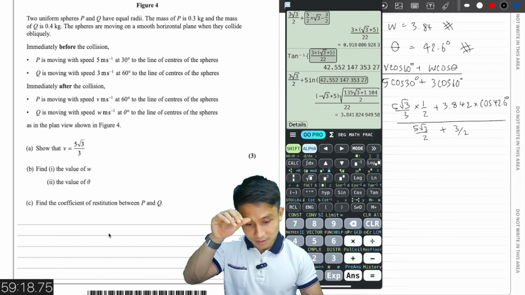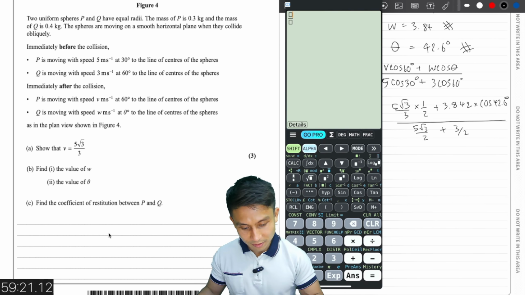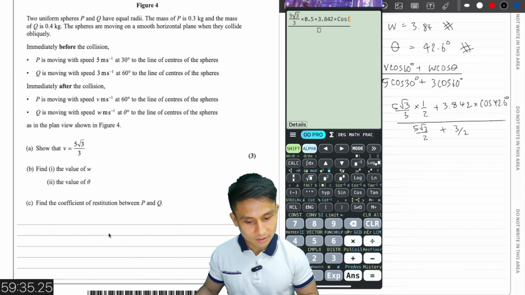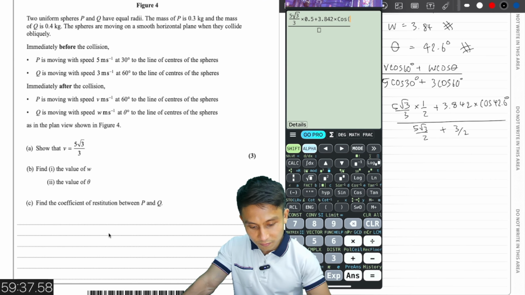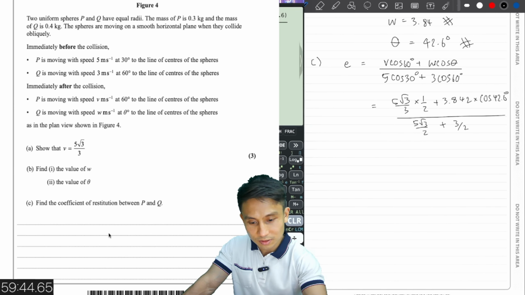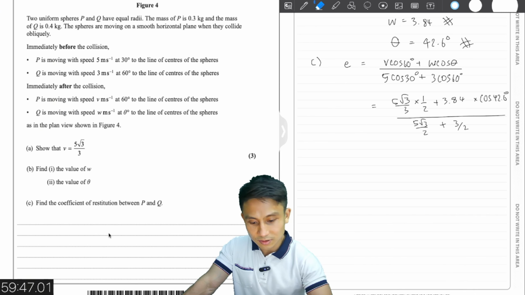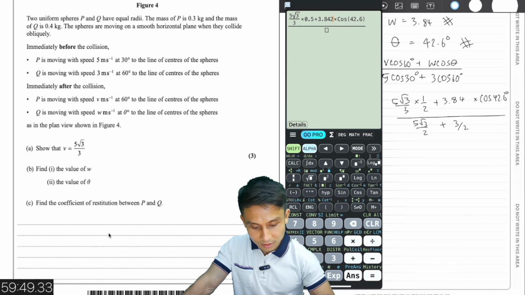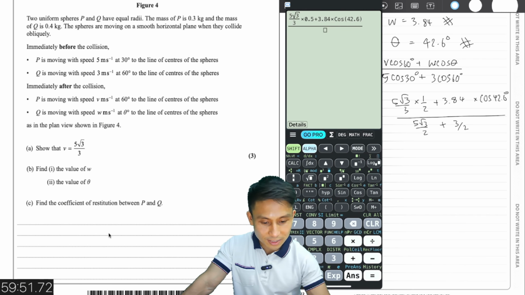Just plug in the calculator now. 5 root 3 over 3, right? Yeah. Times a half plus 3.842 times cos of, this is in degrees, so 42.6. Okay, and then divided by, well, it's a follow through, so I need to just do that maybe. Okay, not too precise there.